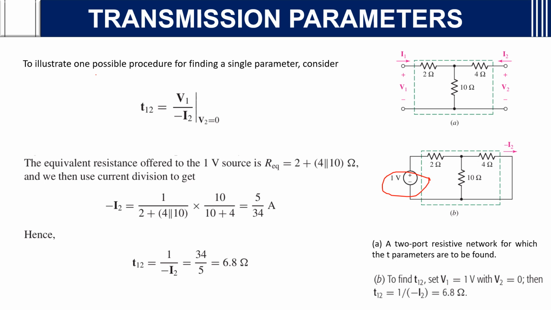It should be ohms only. Why? Because T12 is V1 by I, and V by I is resistance. So 6.8 ohms is the T12 value. This is one of the parameters. We can find the other parameters also. Just as an example, I am showing one of the parameters here.